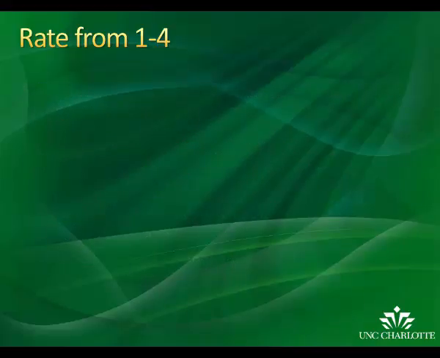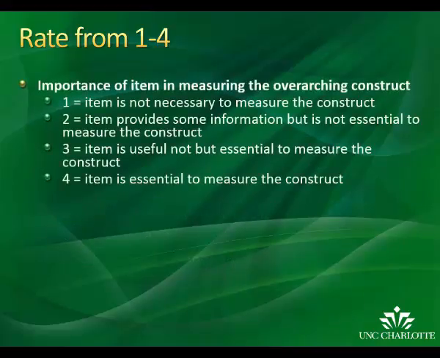Next, using a scale from 1 to 4, reviewers will rate the importance of each item in measuring the overarching construct. 1, the item is not necessary to measure. 2, the item provides some information but is not essential to measure the construct. 3, the item is useful but not essential to measure the construct. 4, the item is essential in measuring the construct.